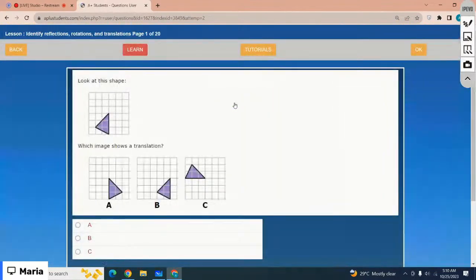Okay, look at this shape. Which image shows a translation? So, which is the correct option? Translation means moving the image to a new place, right? All the coordinates are new in this case. So, which is the translation? A, B, C.